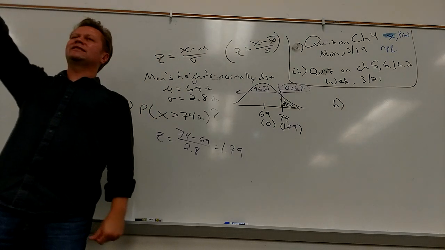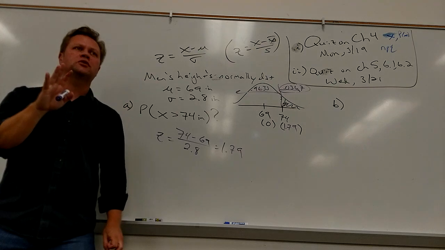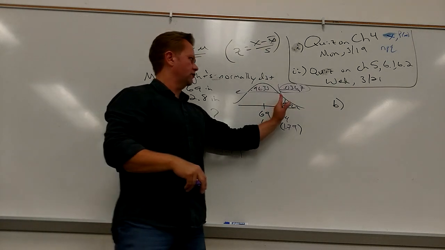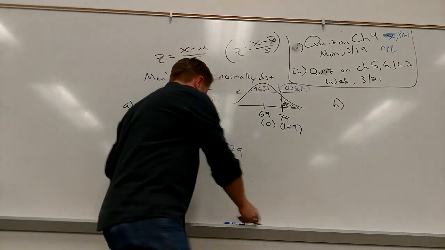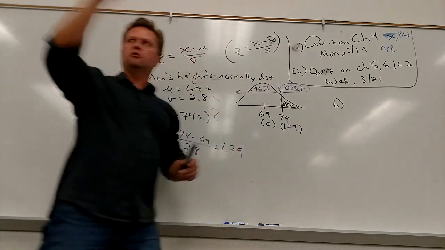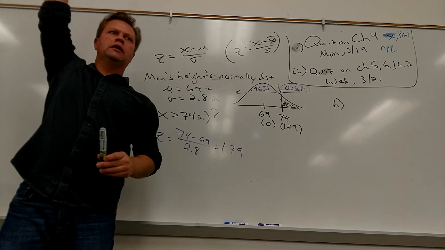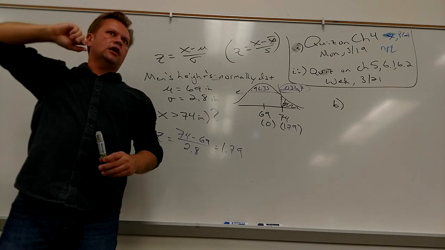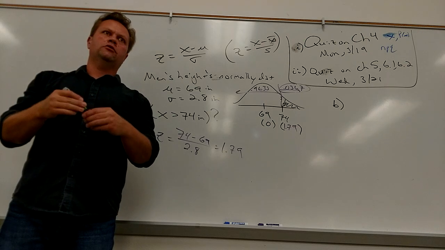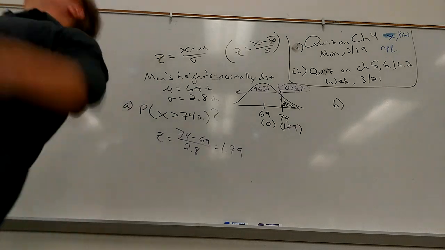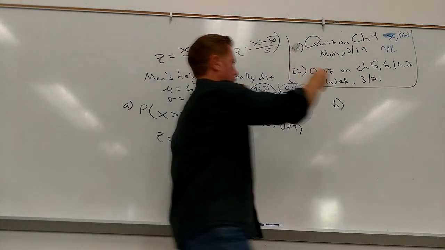So if I was trying to design a building where less than 2% of men would have to duck, I could figure out what z-score relates. In fact, let's do that. That's part B. Let's design. I want to design a doorway. I want to know how tall the door has to be so that at most 2% of men, American men, have to duck to go through it, or not pay attention and something like that, right?